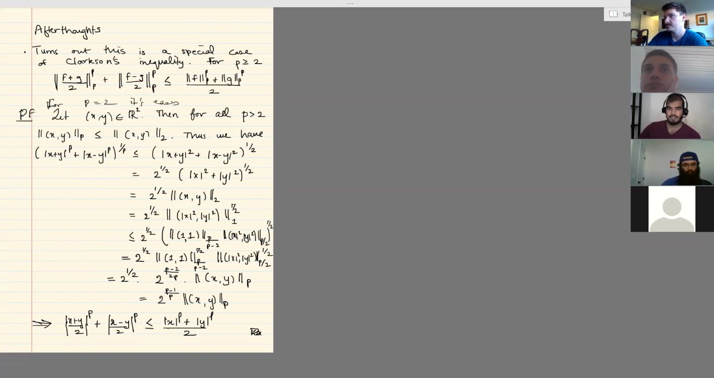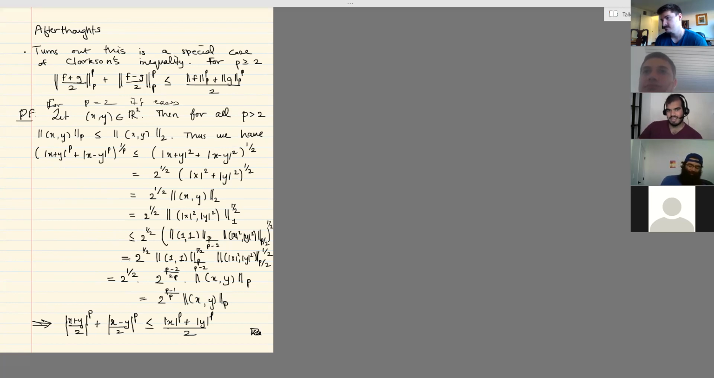Now expanding what's inside, the 2xy and the negative 2xy cancel out, and you're just left with 2 of this x squared and 2 of this y squared. And so you get this, which is equal to the 2 norm of (x, y), which is equal to the 1 norm of (|x| squared, |y| squared) to the 1/2. So this, by Holder's inequality, is less than or equal to the p over p minus 2 norm of (1, 1) and the p over 2 norm of this vector over here.